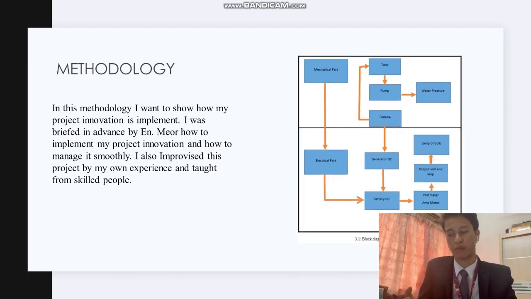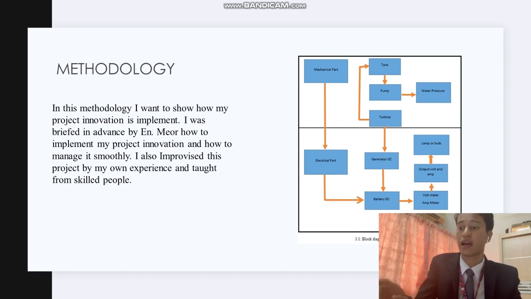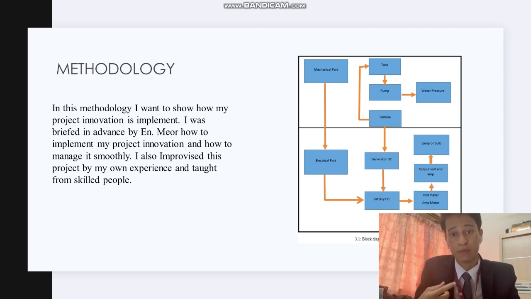Okay, this is my block diagram. In this block diagram, it starts off from the mechanical part. Initially, I prepared the mechanical part over a month or two. Then I prepared the electrical part, including the water pump, generator, voltmeter, ammeter, two sets of bulbs and switches in a parallel circuit.